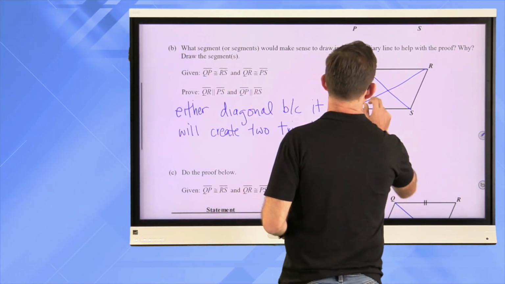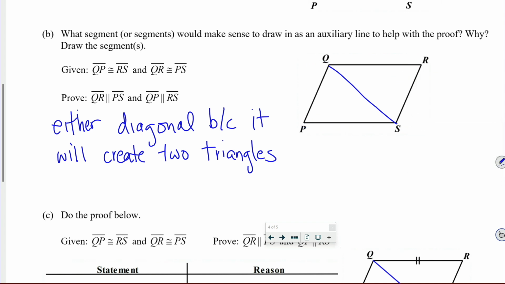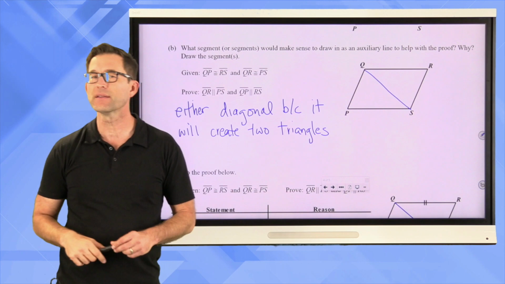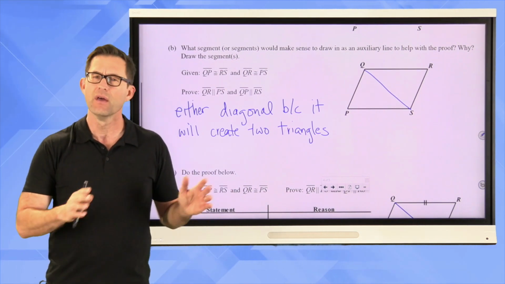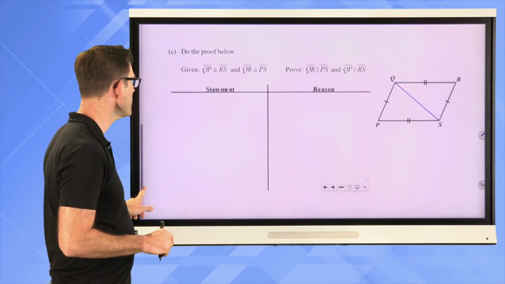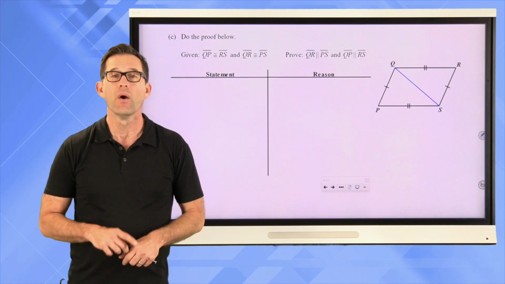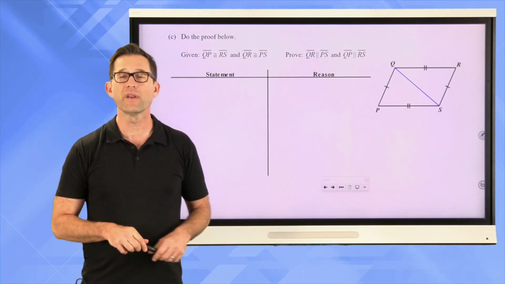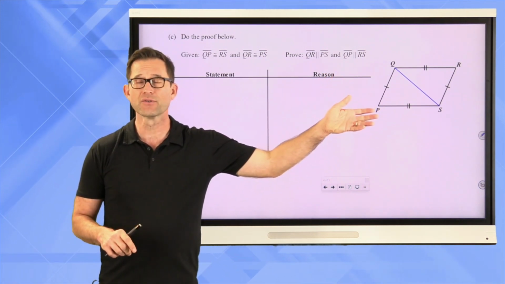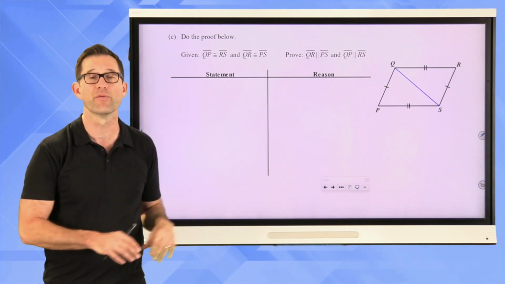Okay, so I'm going to delete one of the diagonals. I'm not saying that both diagonals can't be used, but it's simple enough to just use one diagonal. So letter C, do the proof below. All right, what I want you to do is pause the video now with one of the two diagonals drawn in. Probably you want QS just so that we can have exactly the same proof up here.